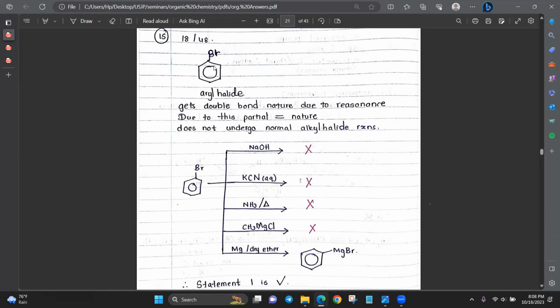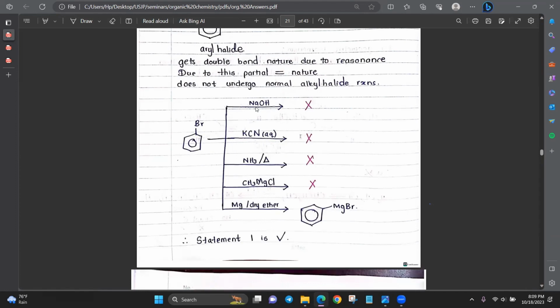Due to that partial double bond nature, it will not undergo normal alkyl halide reactions. What is alkyl halide? Alkyl means what? Normal alkanes are there, and like those normal alkanes, a halogen is attached. So that is called the alkyl halide. They do not have any double bonds in them. But this aryl halide, bromobenzene, has partial double bond nature. So because of that, it will not undergo the normal alkyl halide reactions.